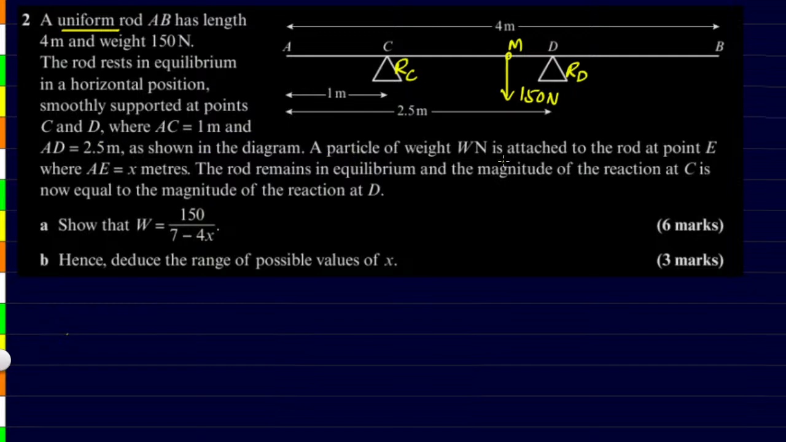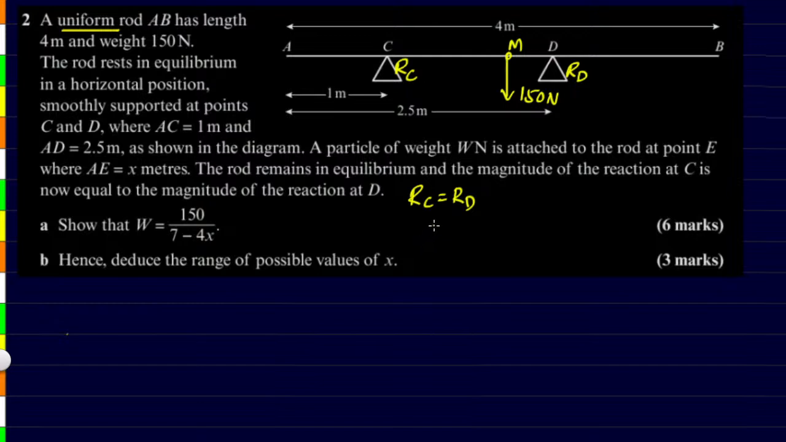A particle of weight W newtons is attached to the rod at point E, and AE is equal to x meters. The rod remains in equilibrium and the magnitude of the reaction at C is equal to the magnitude of the reaction at D. That means RC equals RD. Show that W is 150 divided by 7 minus 4x.